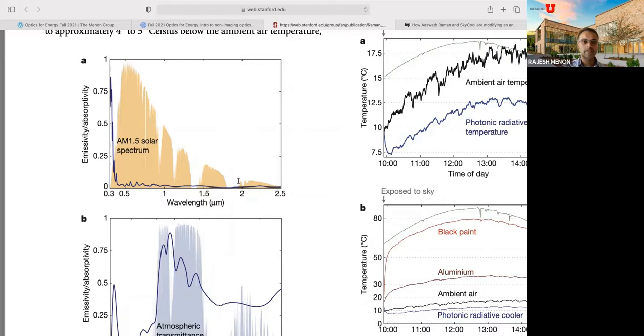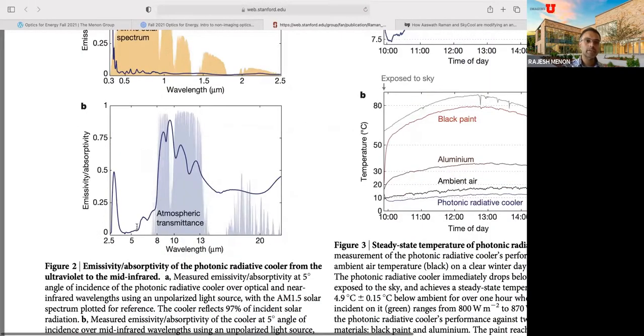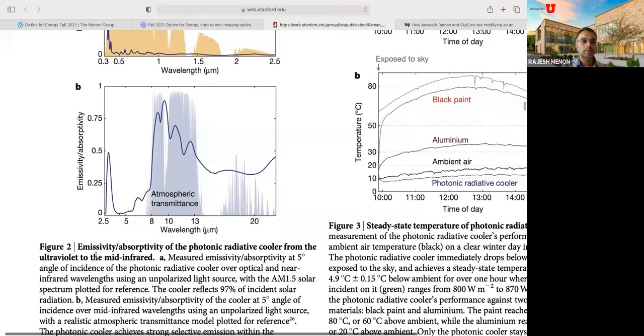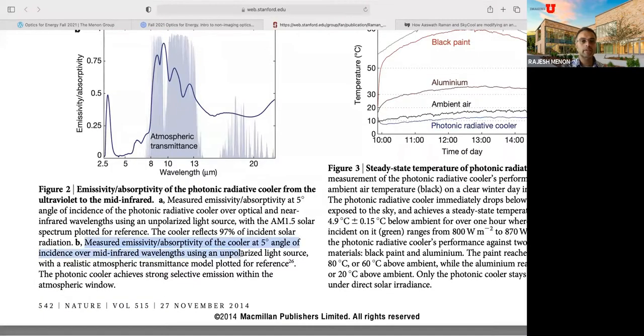Also, you can see this is nice. And if you also look at the emissivity of the cooler, you can see it coincides with the atmospheric transmittance. So the light between 8 to 13 microns is emitted in that wavelength range, which the atmosphere is transparent to, so it will go out into space. This is the measured emissivity of the cooler at 5 degrees incident over mid-infrared wavelengths using a polarized light source. Okay, so it achieves this strong selective emission within the atmospheric window.